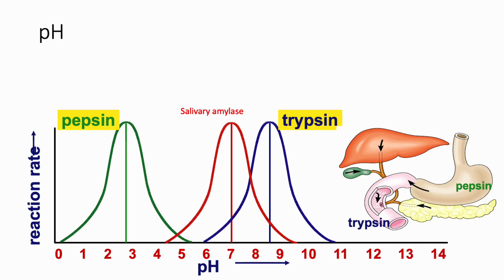Taking a look at a graph, these are 3 enzymes that you should be familiar with. Pepsin, which is found in the stomach, likes a pH closer to 3, but anywhere between that 2 to 3 pH range. Salivary amylase, which is found in saliva, works best at a pH of 7. And then trypsin, which is found in the small intestines, likes a pH between 8 and 9.